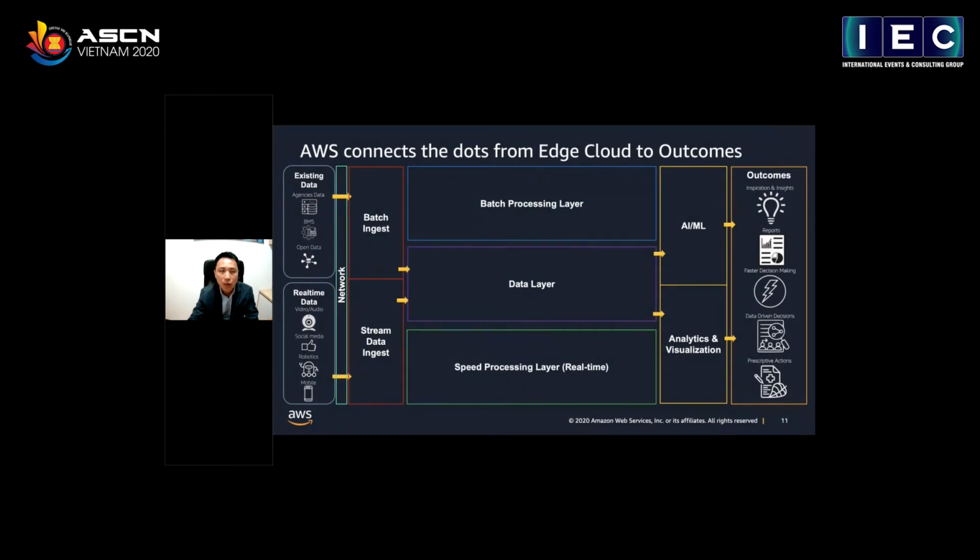And on Amazon Web Services, we provide different engines to bridge these two layers together. So we allow you to ingest your data, either through a batch or through real-time streaming of data. And then we process the data in the middle. Before we hand over to the outcomes, we will use different engines to turn the data into your insight, such as the AI machine learning engine or some analytics and visualization tools.